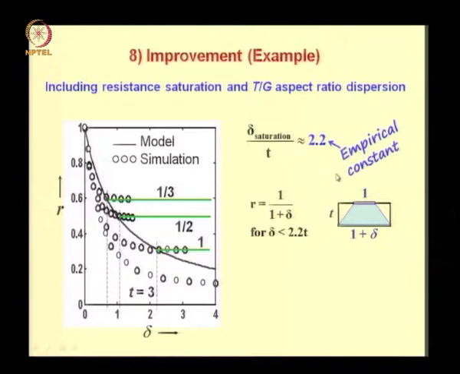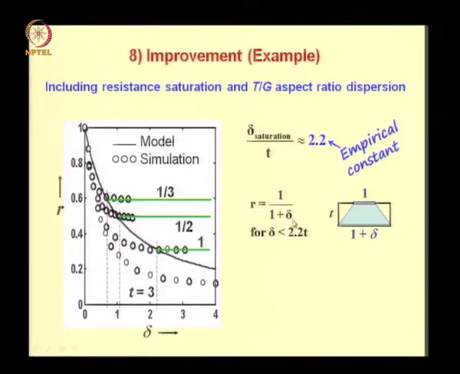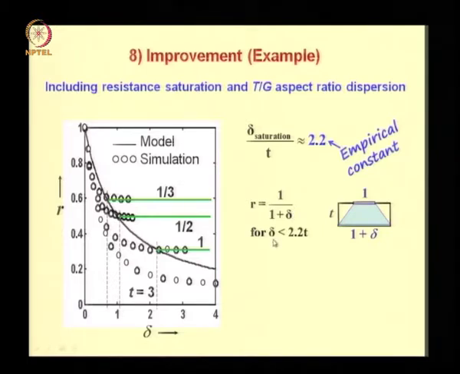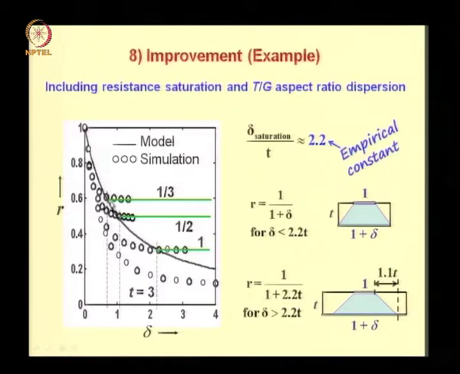Therefore, using this information we can modify our model as follows. We say that our model is given by the formula r equal to 1 by 1 plus delta, which is the normalized form, for delta less than 2.2 t. So in other words, we use this solid line up to delta equal to 2.2 t for the model, whereas beyond 2.2 t we use the value corresponding to the point of intersection of the model with the simulation result, which is nothing but r equal to 1 by 1 plus 2.2 t. So delta equal to 2.2 t is the point of saturation. For delta greater than 2.2 t we assume that the model saturates.